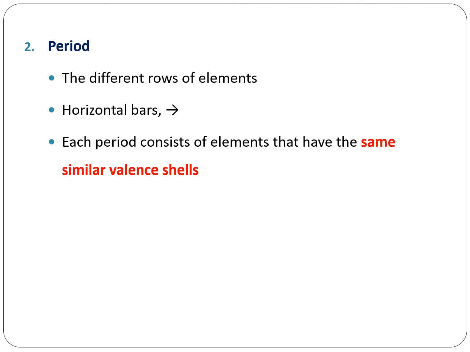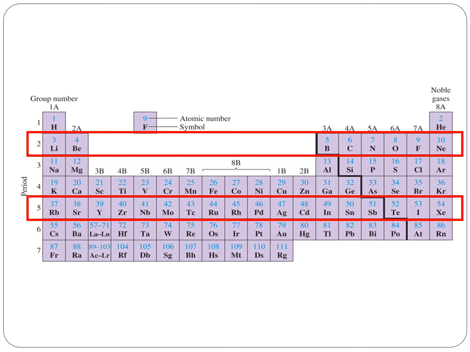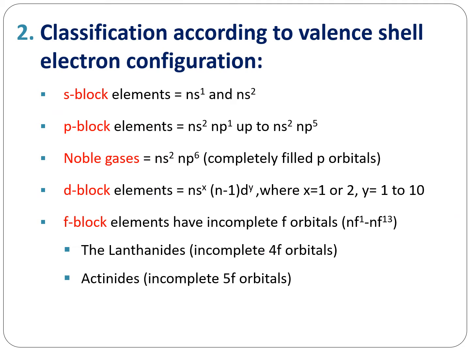So a period is something that has horizontal rows. For example, take period number 2. When you do the electron configuration, they have similar valence shell electrons. The same goes for period number 5, for example. Next, classification according to the valence shell of the electron configuration.